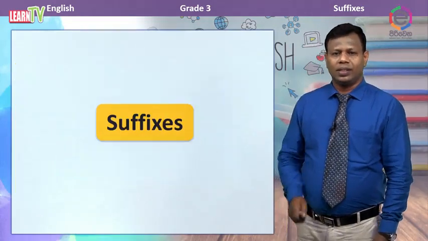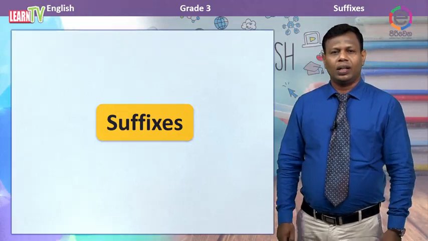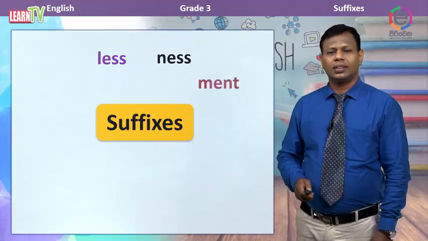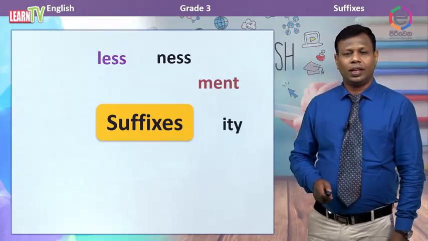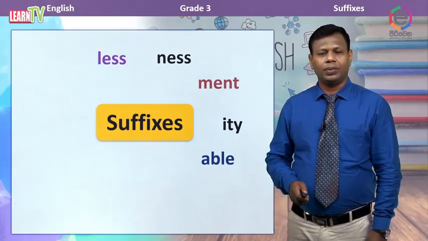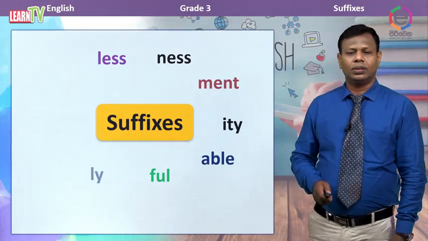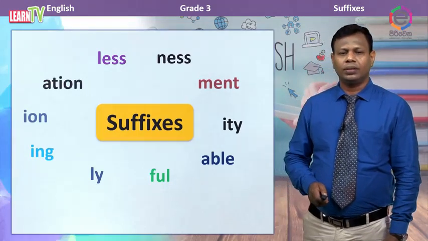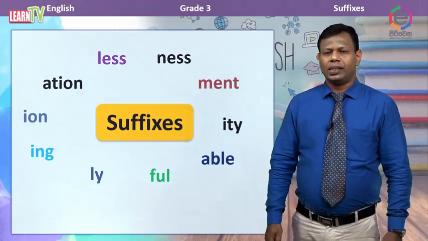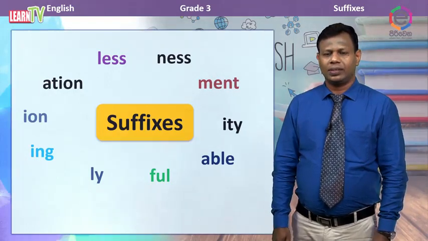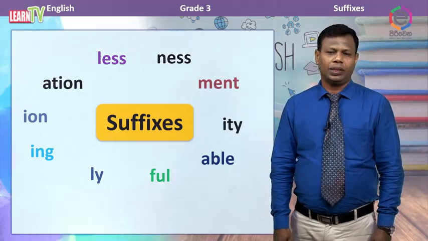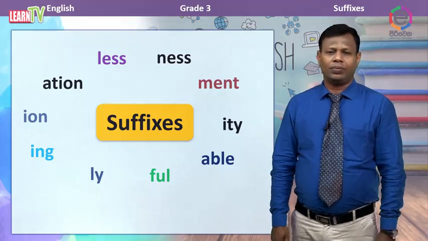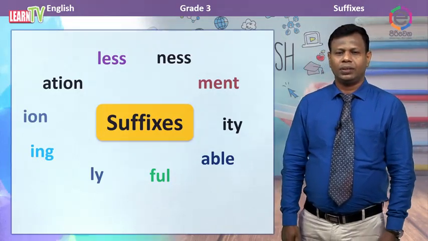Today you are going to learn another interesting lesson: suffixes. What are suffixes? Less, ness, ment, ity, able, ful, ly, ing, ion, ation. These are suffixes. I think you have seen them. We use them at the end of verbs, adjectives, and nouns.